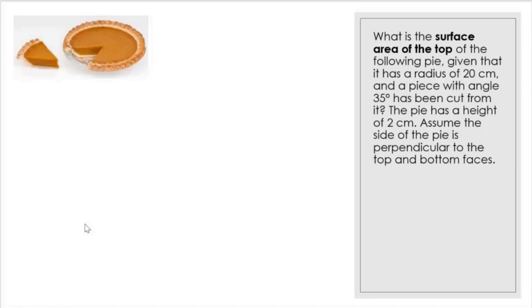We'll actually look at this question again when we look at three-dimensional objects, but right now we're just going to look at the surface, the very top portion of this pumpkin pie. So we're asked specifically for the surface area of the top of the following pie. It's got some crazy dimensions, bear with me. It's got a radius, this guy here, of 20 centimeters. And what's been cut out of it is one of these pieces, and the angle in here is 35 degrees.